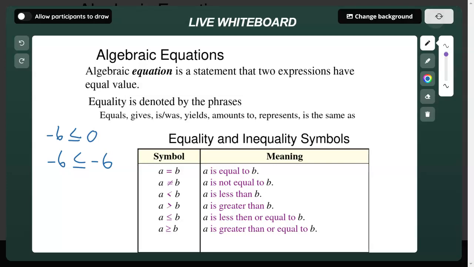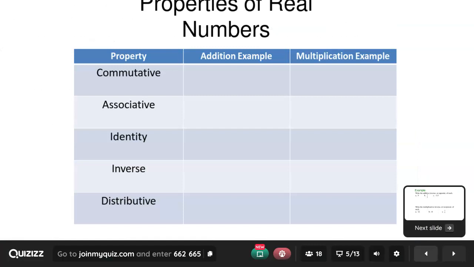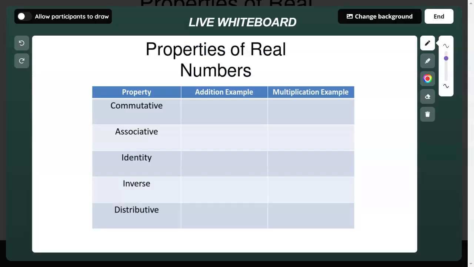Those are inequality symbols. Now, we're going to go into the properties of real numbers, and these show up a ton in various combinations. Get ready to write, because I'm going to fill these in. I'm going to do my best to write as neatly as possible. Wish me luck.